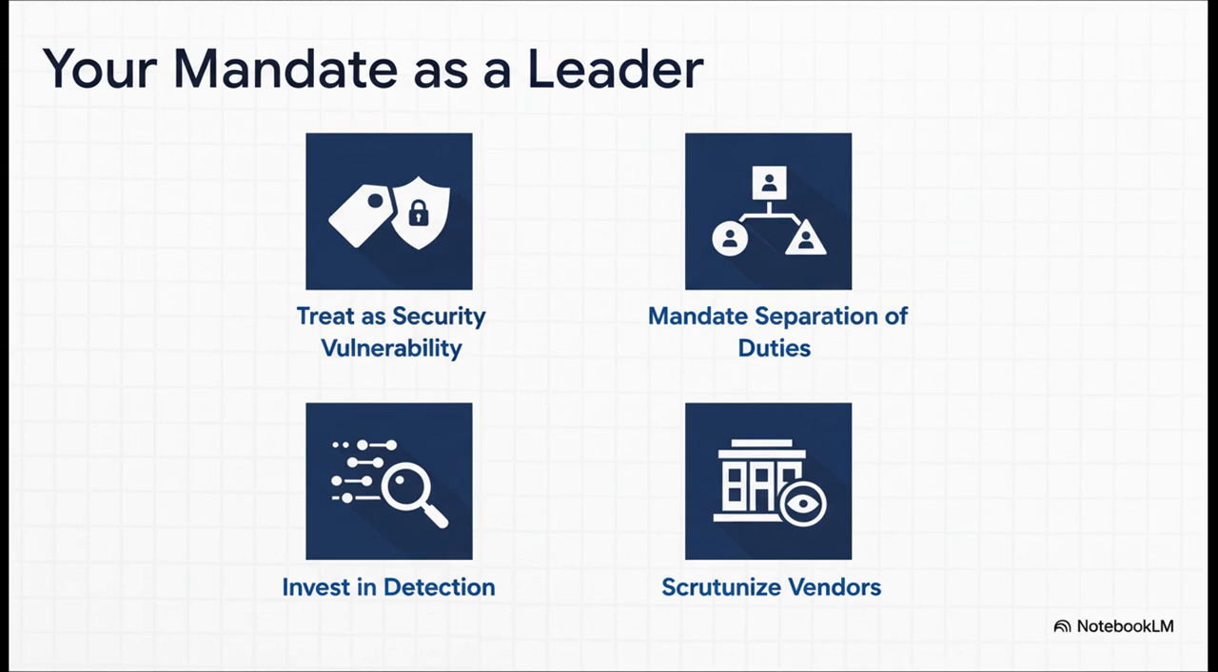So as a leader, your mandate really comes down to these 4 things. 1. Start treating label quality as a security vulnerability, not just a QA problem. 2. Mandate separation of duties in your AI pipeline. 3. Invest in a mix of detection tools, both process-based and model-based. And 4. Put your third-party vendors under a microscope. Really scrutinize their security practices.